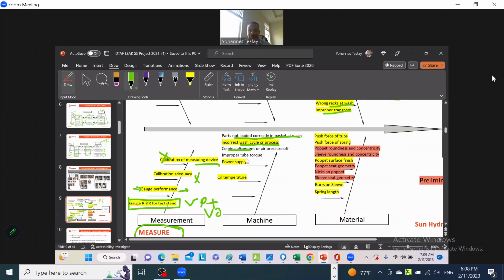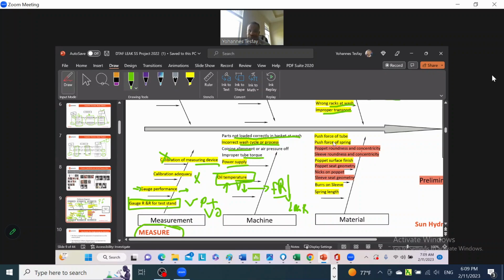So improper tube torque, water supply, oil temperature. If the oil temperature rises, the viscosity of the fluid changes. If the viscosity changes, then the flow rate changes. So flow rate, that might just cause a leak.